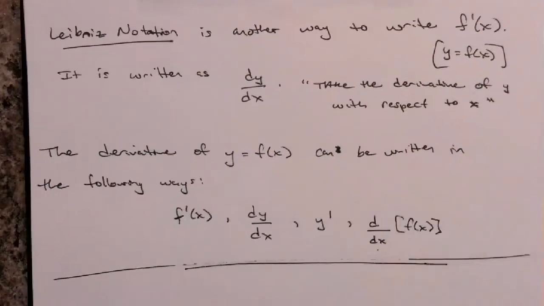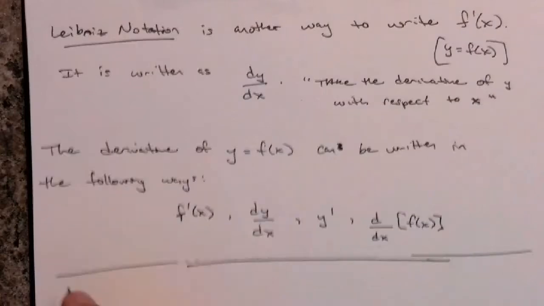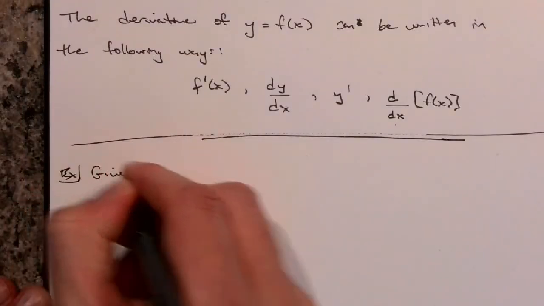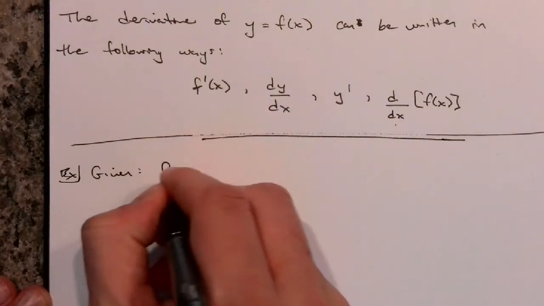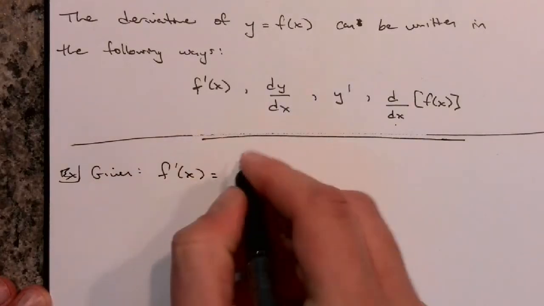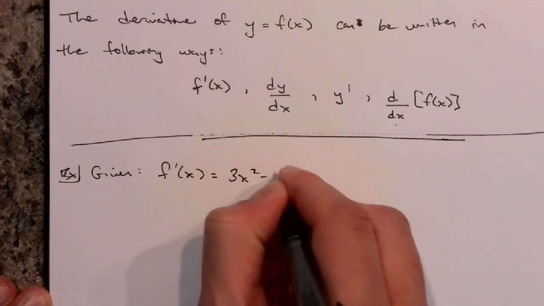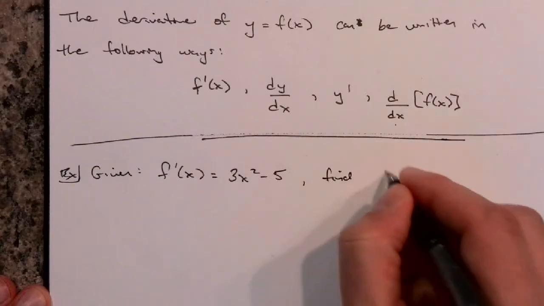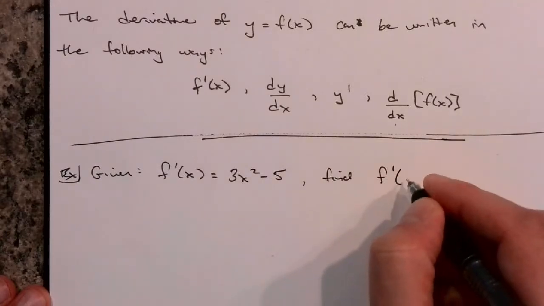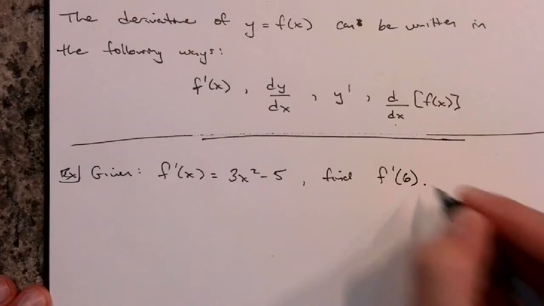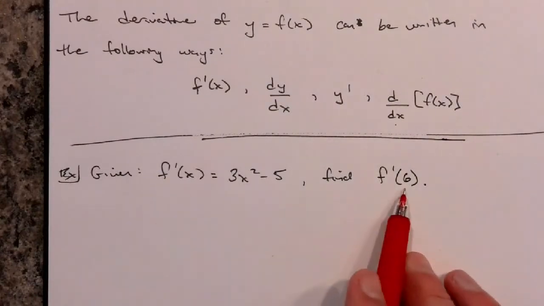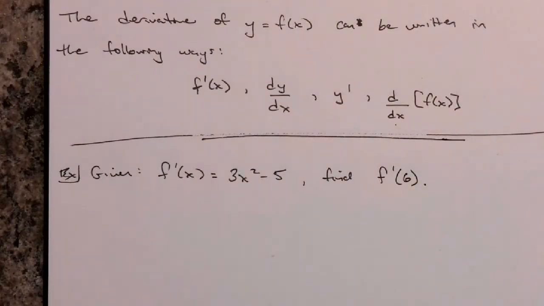Sometimes they might give you the derivative and they're just asking you to substitute in, right? If I said something like this, for example, if I said given f prime of x equals 3x squared minus 5, find f prime of 6. Well, remember, f prime of x is also a function, right? So when I say f prime of x, a function of x, 6 is the x value they want me to substitute in. So all I'm doing is subbing in.